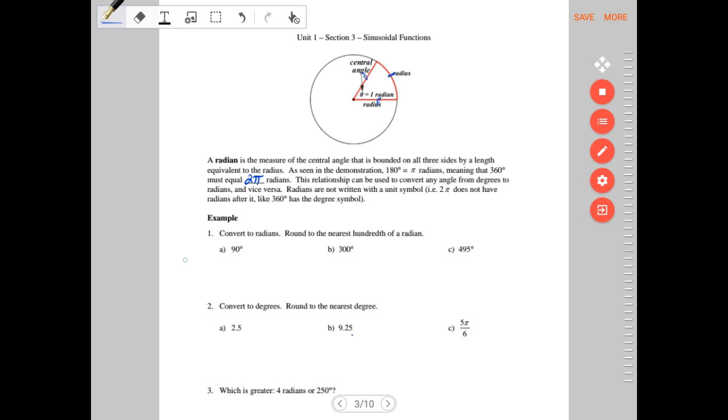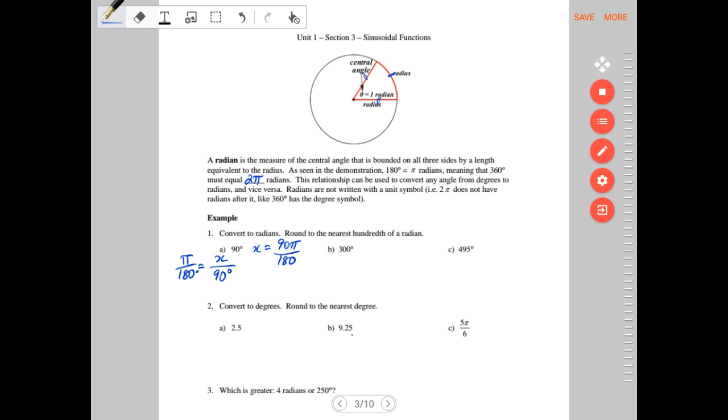So I'm always going to use the relationship that pi is the same as 180 degrees. So where should I put the 90 degrees? Well, it should go on the same level as the other degrees, so that would be on the bottom here. How am I going to find x, the number of radians 90 degrees makes? Well, I'm going to cross multiply. So x is equal to 90 times pi divided by 180.